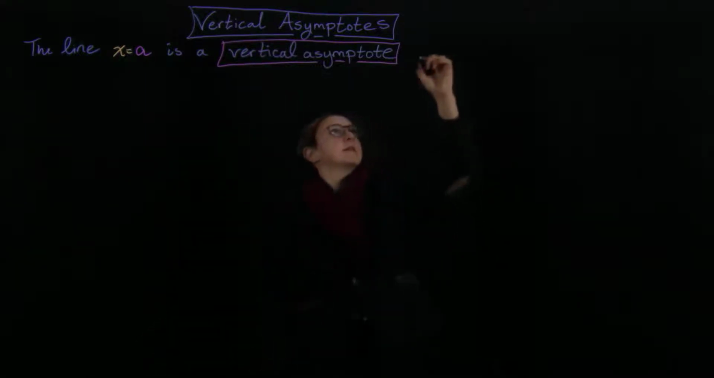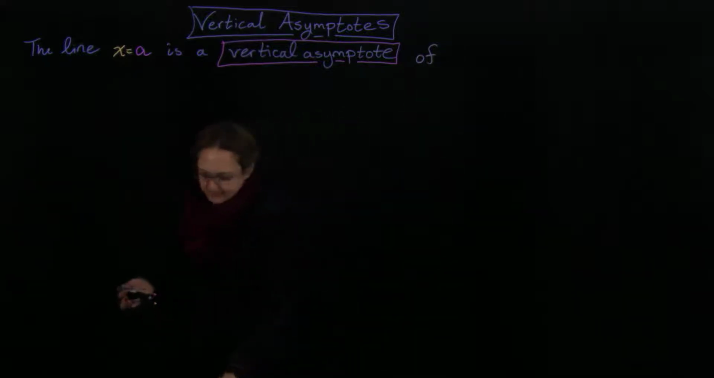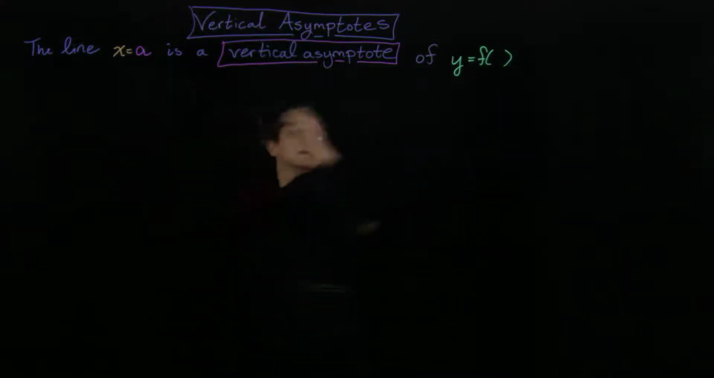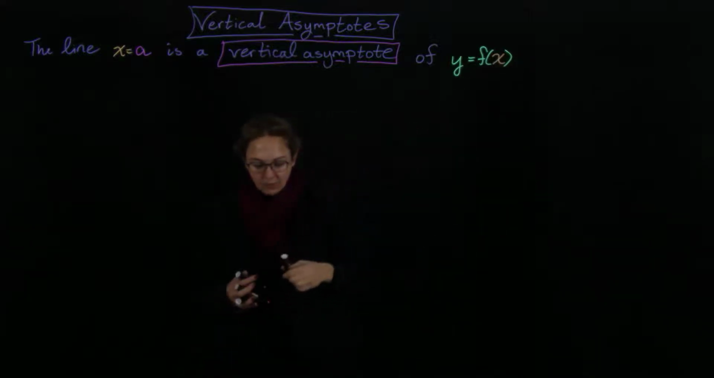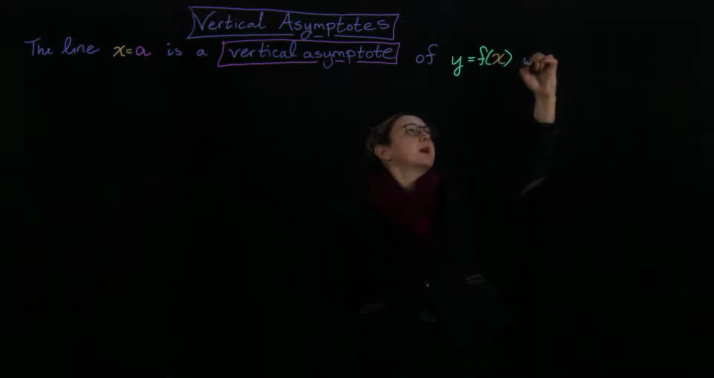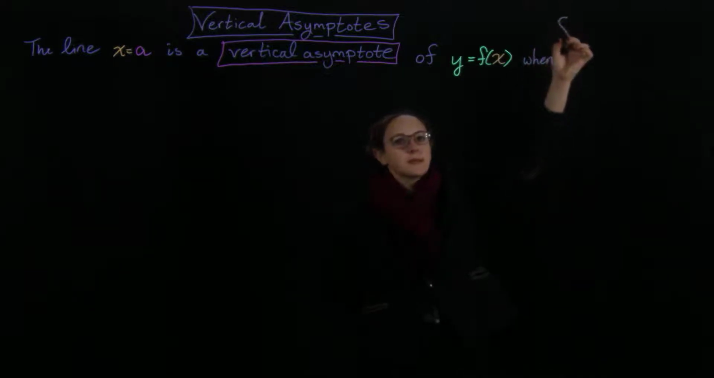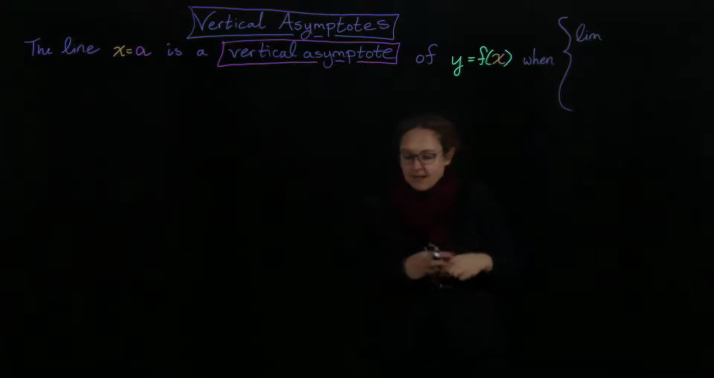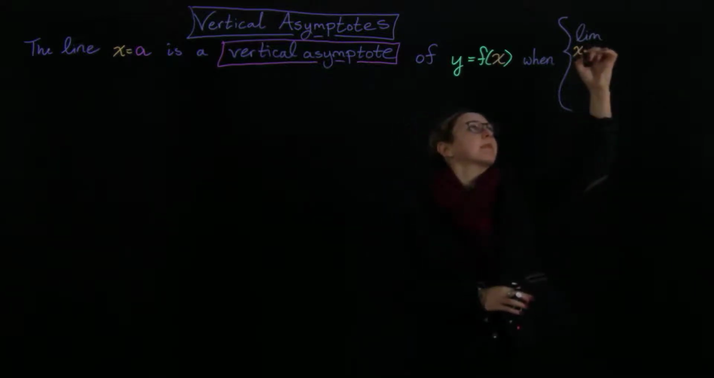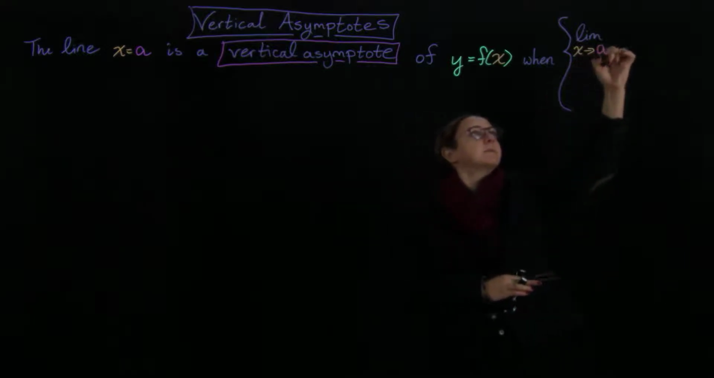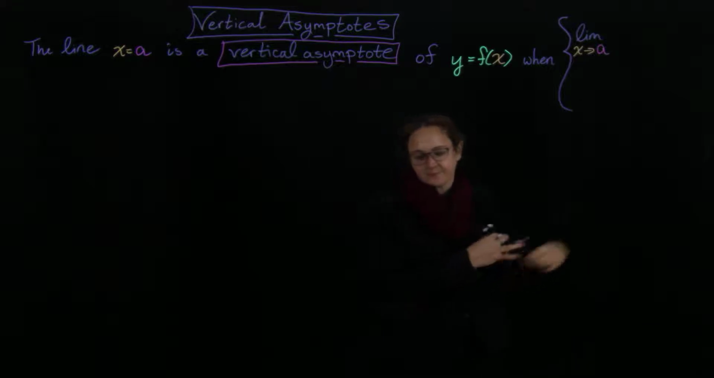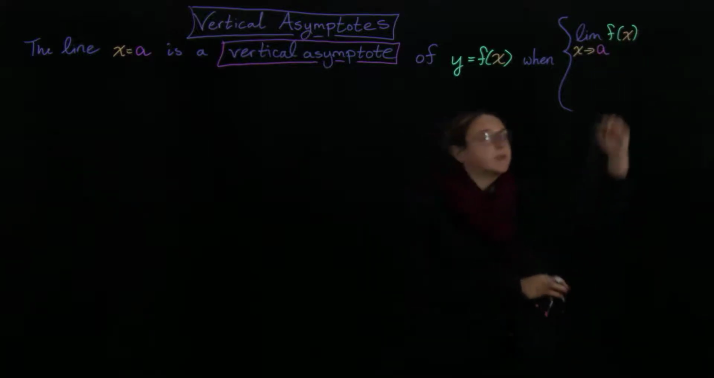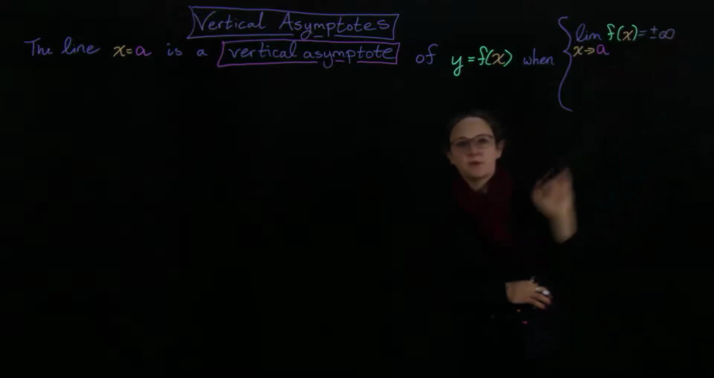Okay. So we have the graph of a function, y equals f of x. So we have y equals f of x, and this same x here is this x here. Okay. So we have two different circumstances. We could have that the limit as x goes to a of f of x equals plus or minus infinity. So you can be in that circumstance.